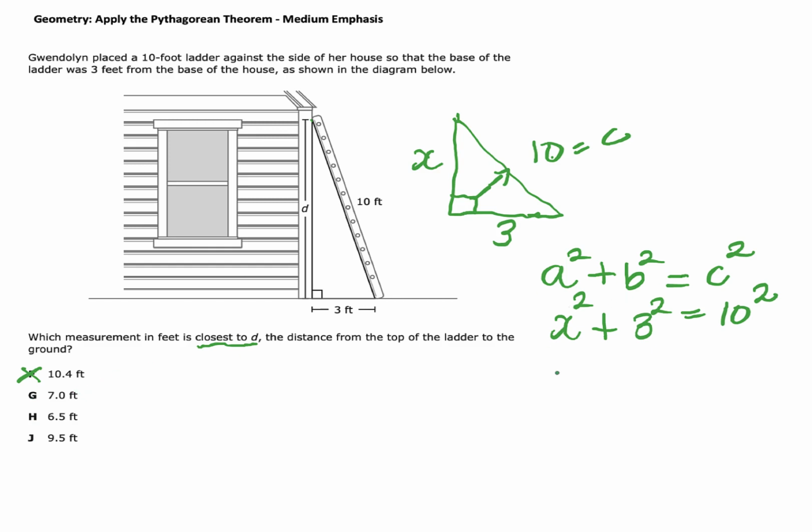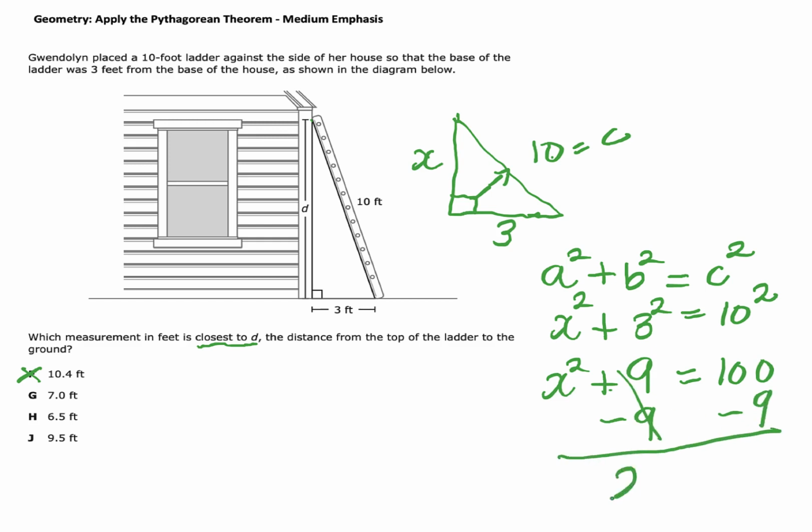So we're going to do our math. We're going to have X squared plus 3 squared is 9 because it's 3 times 3. And 10 squared is 10 times 10, which is 100. And we got to solve for X. So we're going to get rid of the 9. So I'm going to subtract 9 from both sides. And I have X squared equals 91.